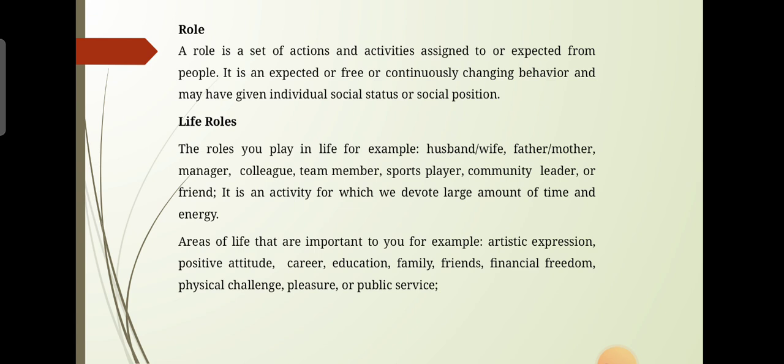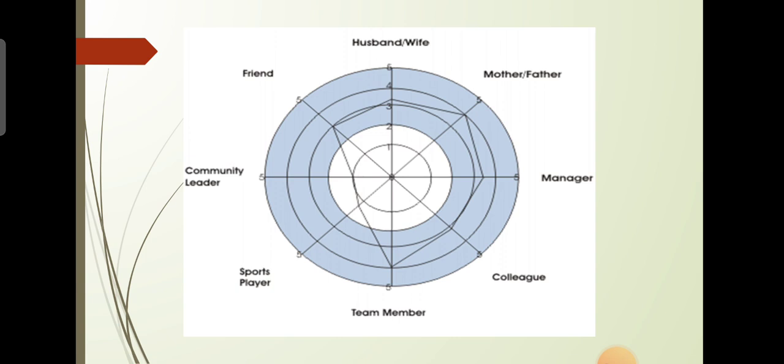So life roles are the roles you play in life. For example, you may play the role of a husband, wife, father, mother, manager, colleague, team member, leader, friend. So this is called a life role. It is an activity for which we devote a large amount of time and energy. Areas of life that are important to you, for example, artistic expression, positive attitude, career, education, family, friends, financial freedom, physical challenge, or public service. So these are called life roles. These are some of the life roles you play in your life. It may be husband, father, mother, manager, colleague, team, sports player, etc.